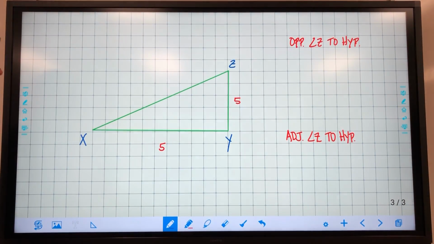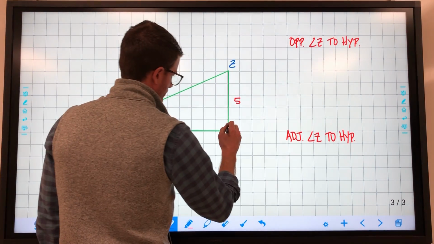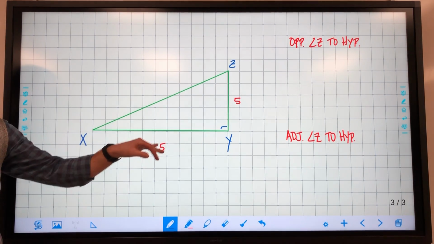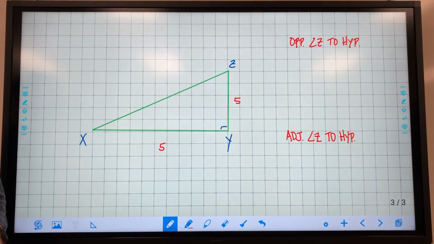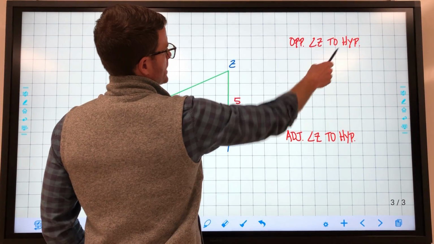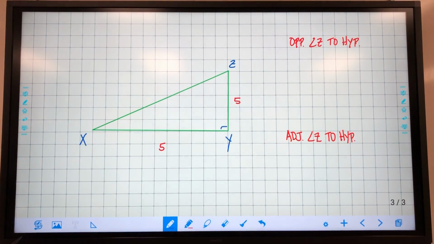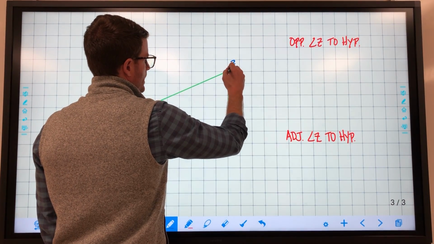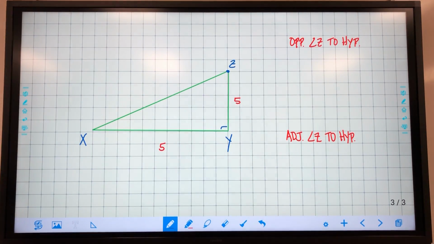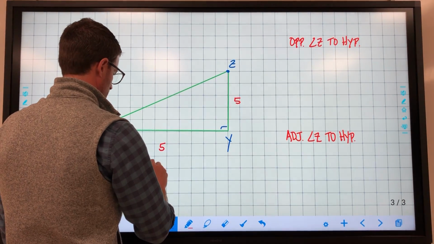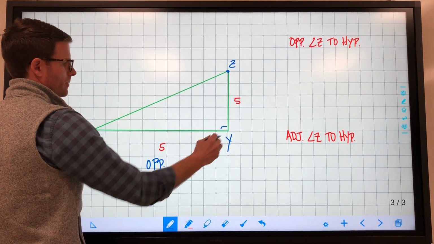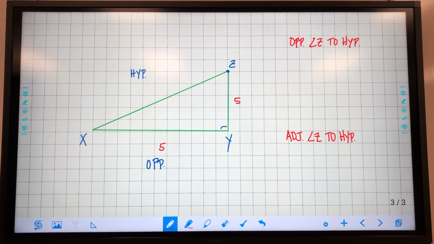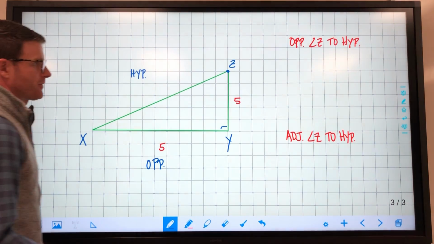All right, so I'm given this right triangle, triangle XYZ, and I'm given 5, 5, and 5 as my side lengths, and I'm asked to find opposite angle Z to hypotenuse. So I'm doing the same thing, but opposite angle Z to hypotenuse. So here's angle Z, opposite angle Z, well, that would be here. Hypotenuse is going to be across from the right angle. Well, what is my hypotenuse?